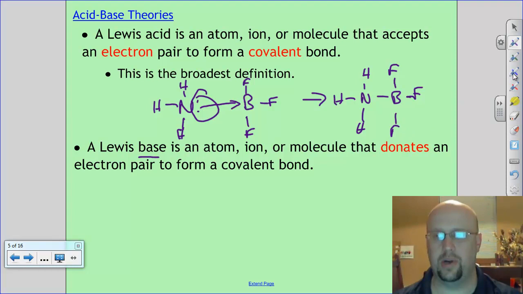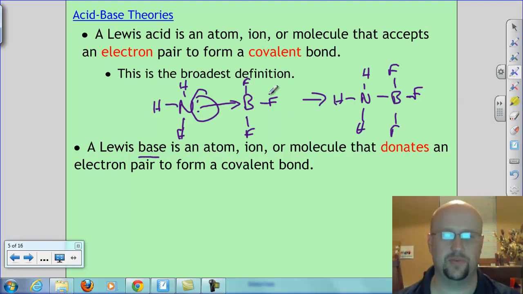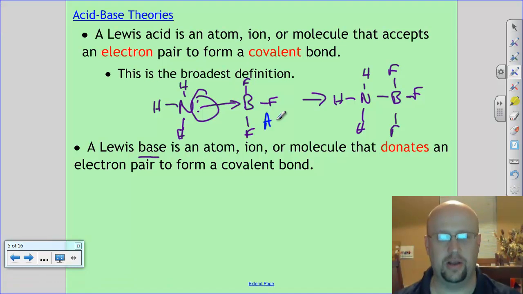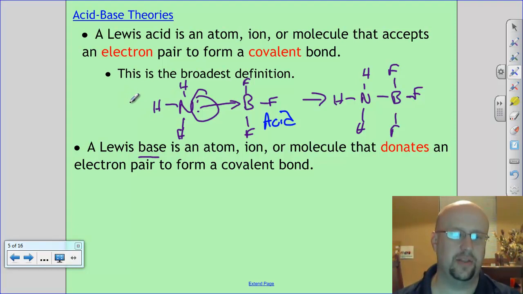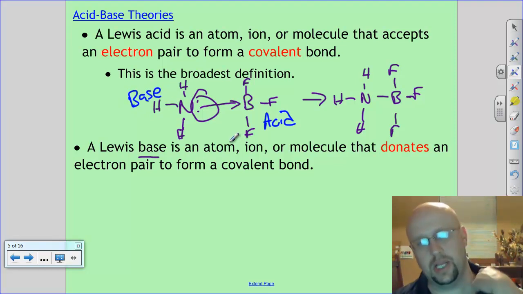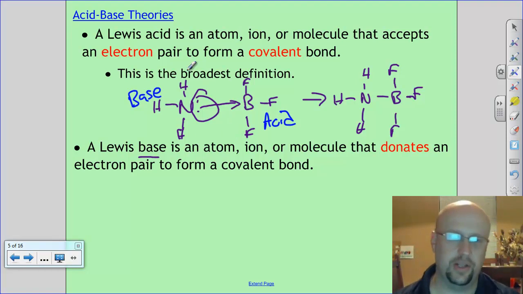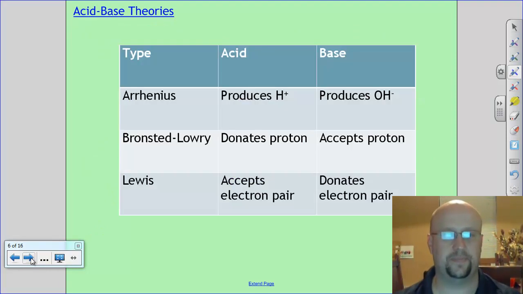Now what does this mean in terms of Lewis acids and bases? Well, the BF3 accepted an electron pair, so that makes it the Lewis acid. The NH3 donated the electron pair, so that makes it the Lewis base. Now again, we're not going to use those a whole lot, but you kind of need to know what they are. You definitely need to know that ammonia is a good example of not just a Brønsted-Lowry, but also a Lewis base. So this table just summarizes it. You might want to copy this down in your notes just to make sure that you've got a good, solid summary of everything there.